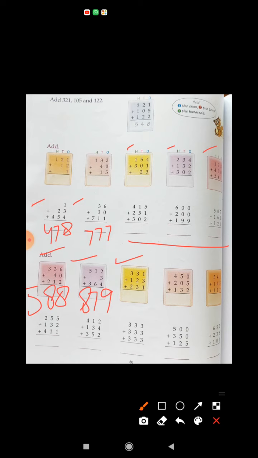333 plus 123 plus 231. First we will add the ones. 1 plus 3 is 4, 4 plus 1 is 5. Add the tens. 3 plus 2 is 5, 5 plus 3 is 8. Now add the hundreds. 3 plus 1 is 4, 4 plus 2 is 6. Like this you do these parts in homework.